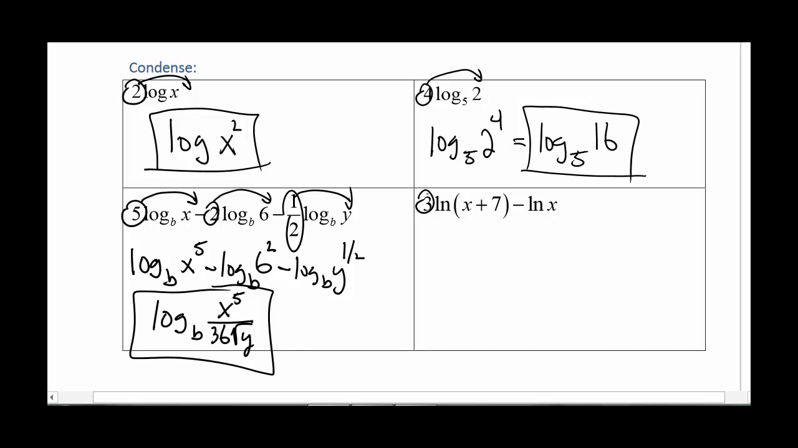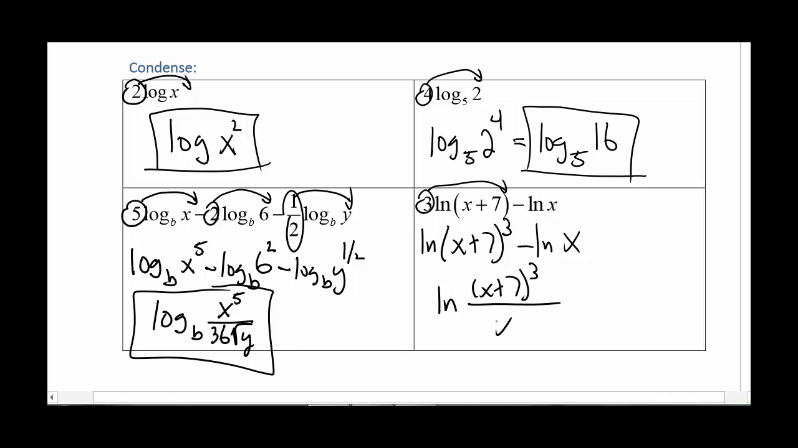Same thing here, we'll bring up that cubed. So we've got ln of x plus 7 cubed minus ln of x. And the minus tells me that I'm dividing. So something has to be in the numerator, that would be x plus 7 cubed. And something has to be in the denominator, and that would be x.